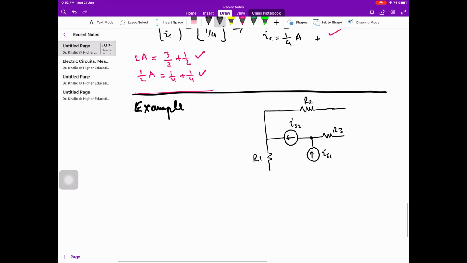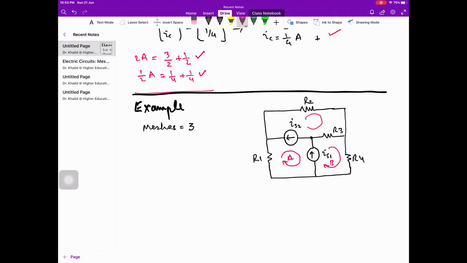and on the right hand side we have a resistance. This is R4, and that's it over here. Again, listen carefully. We identify all meshes, and we see that the number of meshes is equal to 3. And let us call it mesh A, let us call it mesh B, and let us call it mesh C.